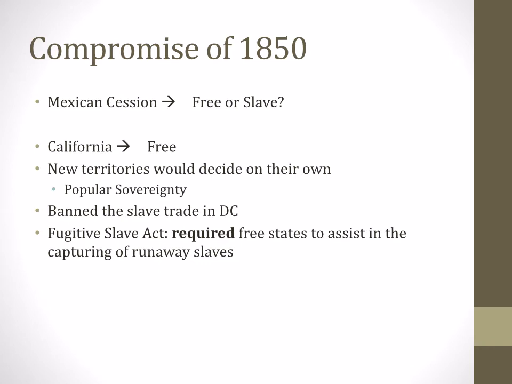So, Compromise of 1850. The Mexican Cession, that territory that we got from the Mexican-American War, should it come in as free or slave? California was able to come in as a free state. New territories were able to decide on their own, which is known as popular sovereignty. Slave trade was banned in D.C., and then the Fugitive Slave Act required free states to assist in the capturing of runaway slaves. They couldn't turn a blind eye anymore. So this became a real boiling point for North versus South.